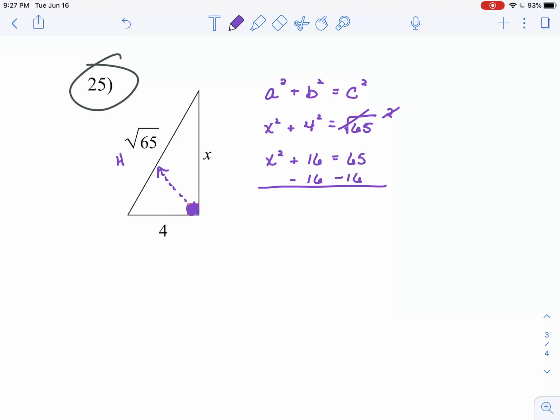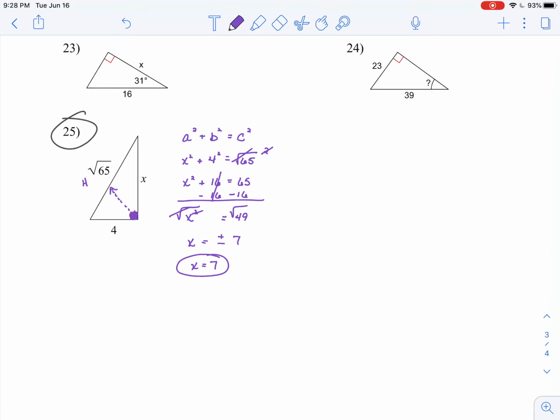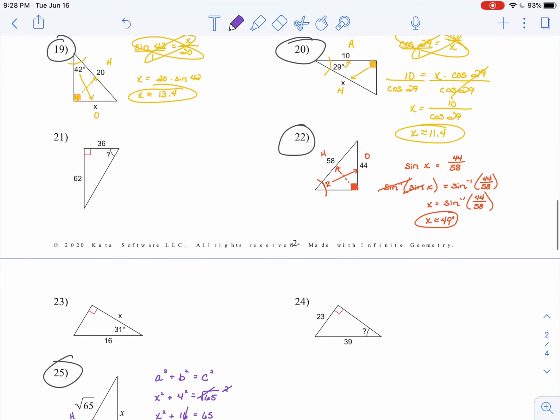So now my goal is to get x by itself. I'm going to start by moving the plus 16, which means I'm going to subtract 16. I get 49. I want to get rid of the squared, so just like I did here, where squaring is the opposite of square rooting, I'm doing that here too. So x is equal to technically positive and negative 7, because 49 is a perfect square. But since I'm finding a side length, I'm just going to go ahead and say I got 7.